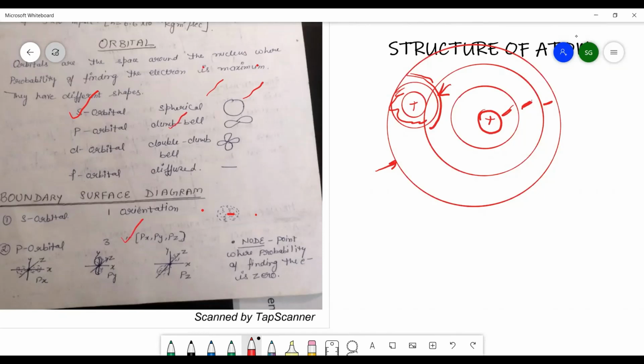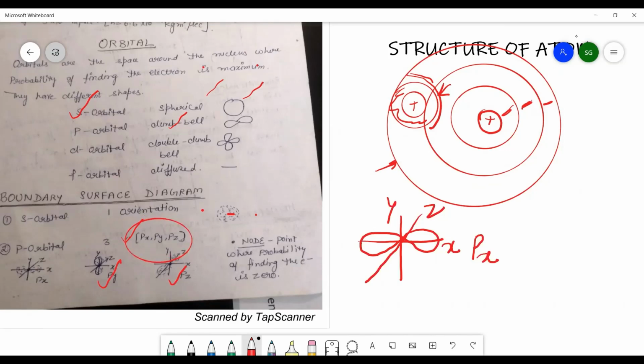In 3 orientations, you can easily understand that these are the directions in which the orbitals can align themselves. If it is aligned around the x-axis, it will be considered the px orbital. If it is aligned around the z-axis, it will be the pz orbital. And if it is aligned around the y-axis, it will be the py orbital. In that manner, we can say that the p orbital has 3 orientations: px, py and pz.